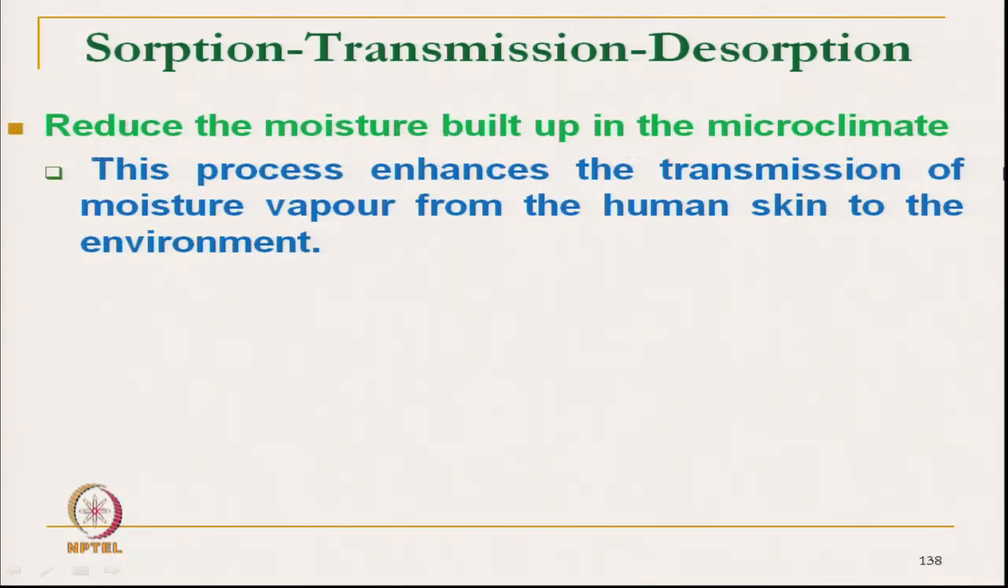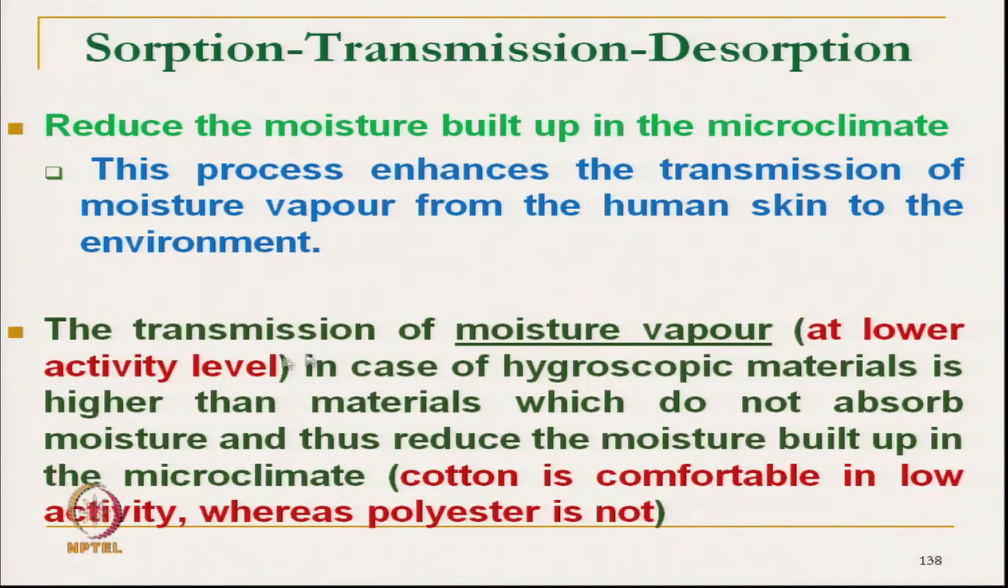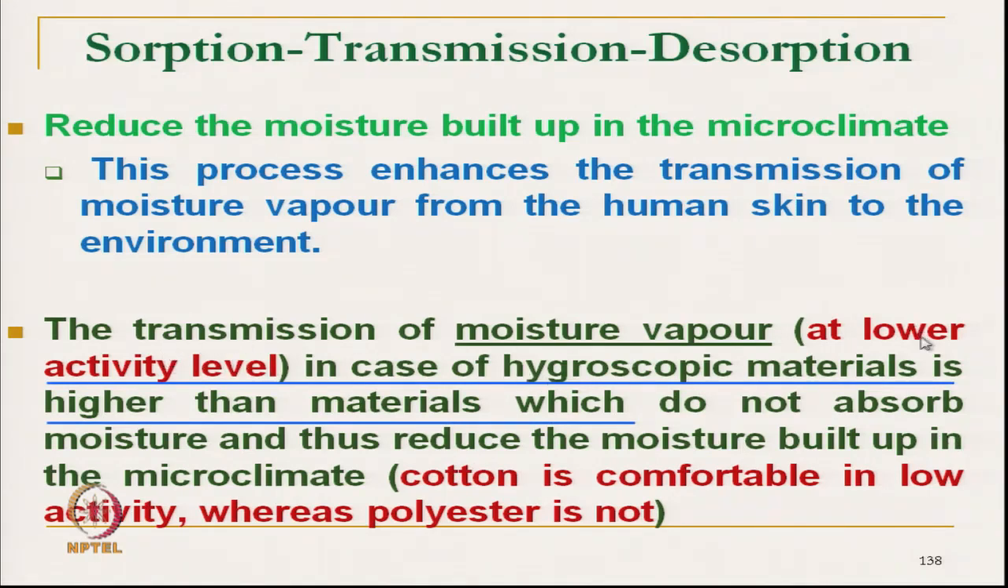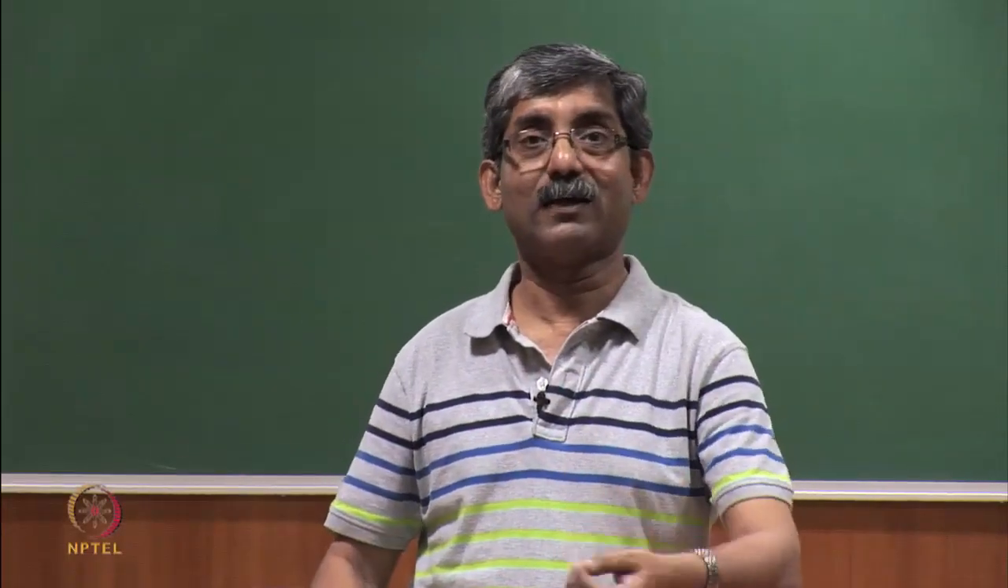It reduces the moisture build-up in the microclimate. So, as soon as it absorbs the moisture from the microclimate, it reduces the moisture build-up. So, our skin becomes dry. Okay. So, this process enhances the transmission of moisture vapor from human skin to the environment. So, the transmission of moisture vapor at low activity in the case of hygroscopic material is higher than for those which do not absorb. That means at low activity level the hygroscopic material absorbs more moisture than the fabric fiber which does not absorb. That is why cotton is comfortable at low activity level where polyester is not. That means it does not absorb moisture at low activity level.